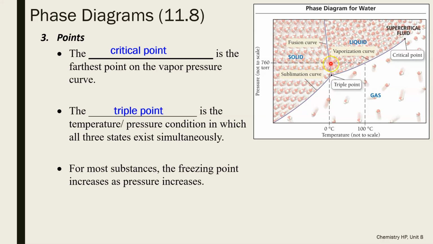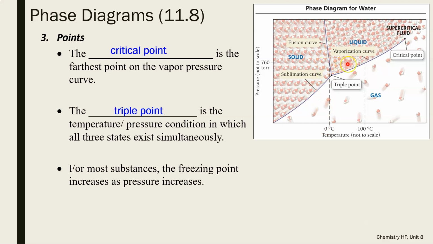You'll notice then that this point where the fusion curve hits the 760 torr line, we read straight down, is 0 degrees Celsius. That is the normal freezing point or the normal melting point of water, 0 degrees Celsius.